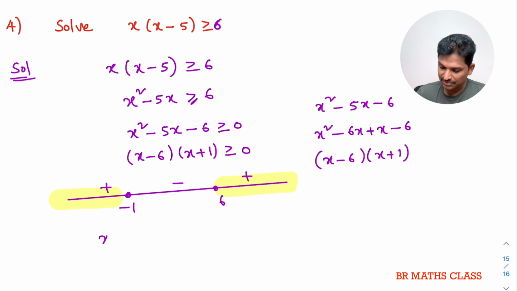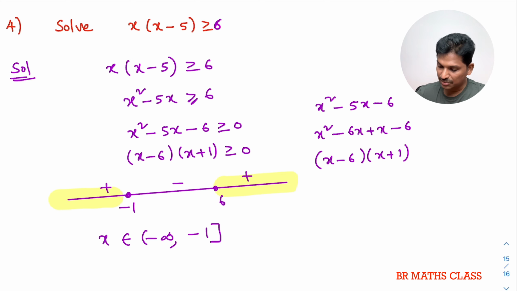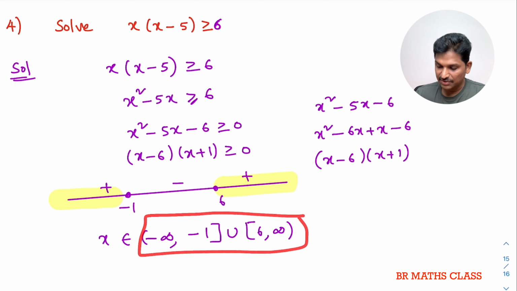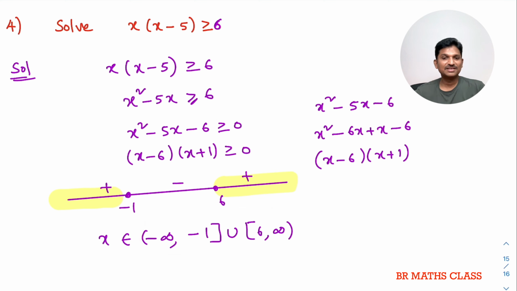How you will write this answer? We will write like this. X belongs to, for infinity always open bracket, right? As greater than or equal to is there, that's why closed interval minus infinity to minus 1 union closed interval 6 to infinity. If you take any number in this interval, if we substitute in this, it 100% satisfies, right? I hope you understand this first type in this wavy curve method.